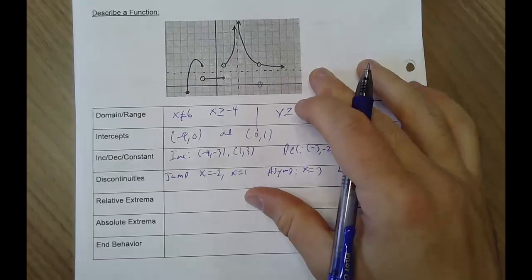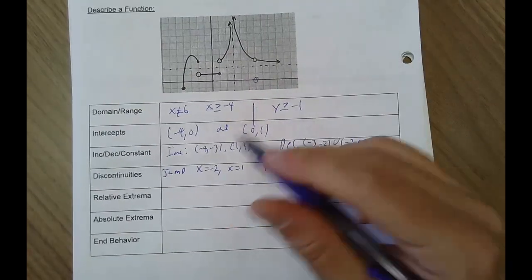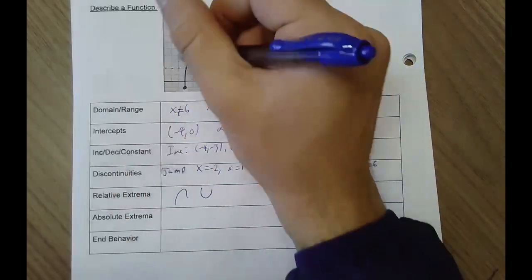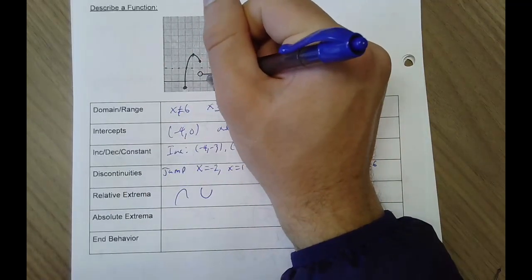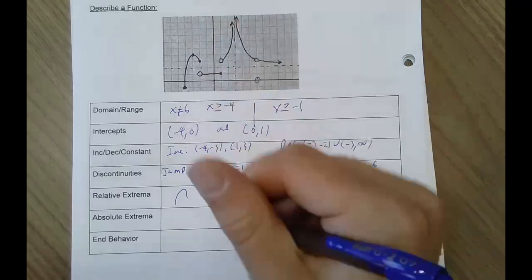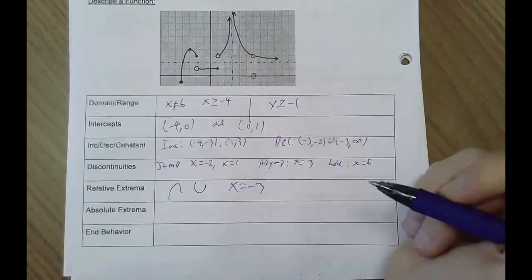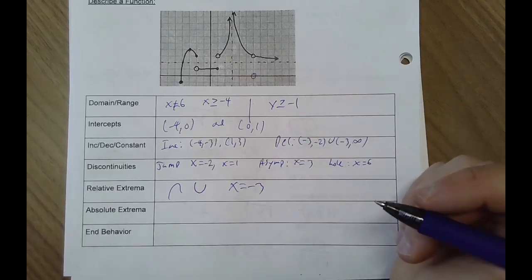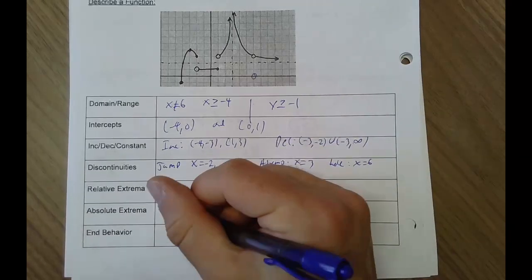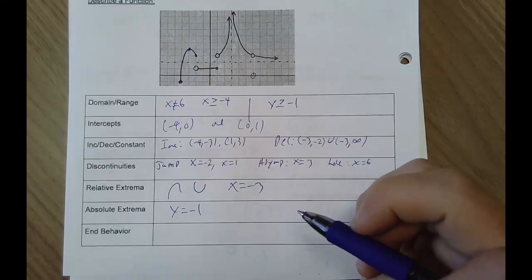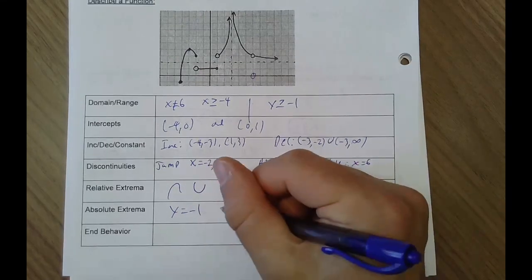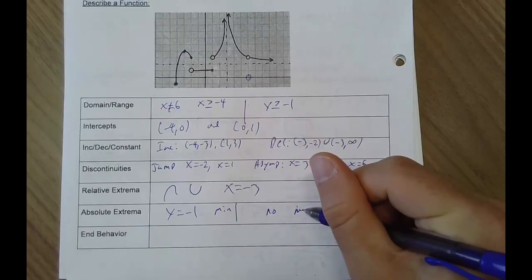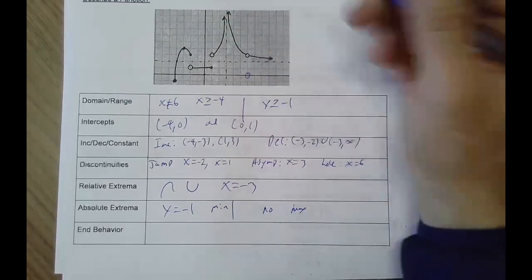Okay. Relative extrema, so that's anywhere it's a peak or a valley, like that, it's a relative extrema. So this one right here is only at x equals -3. Absolute extrema is like the lowest or the highest point ever. So that would be y equals -1 is the absolute minimum. And there's no absolute max because it just goes on to infinity.